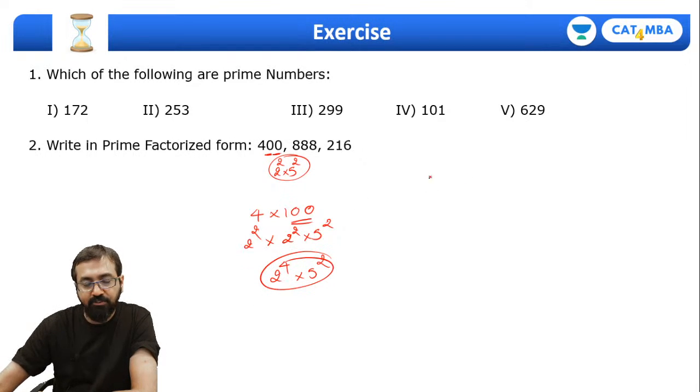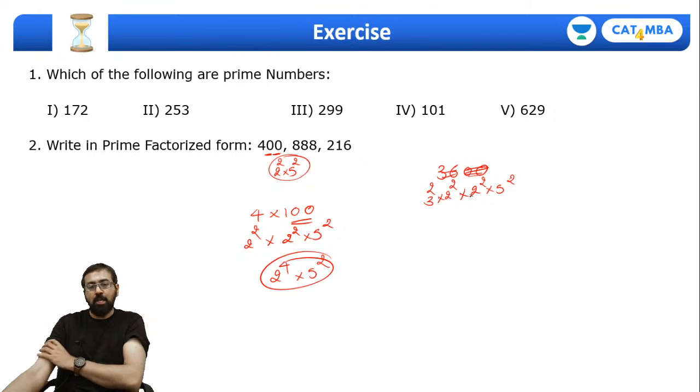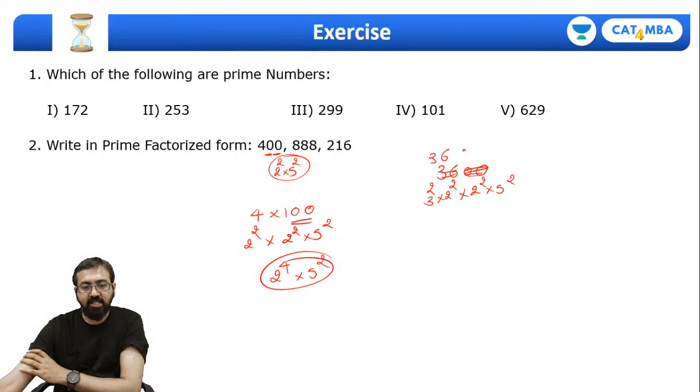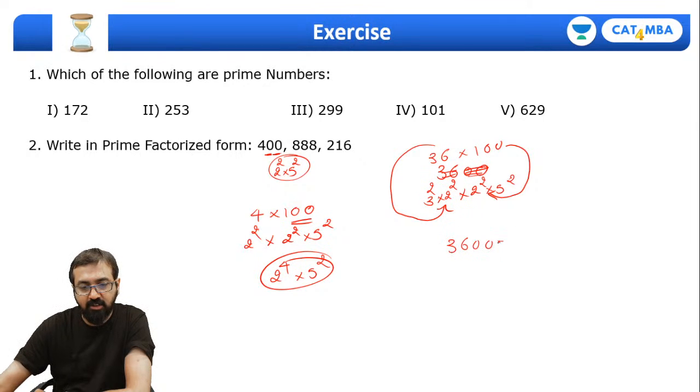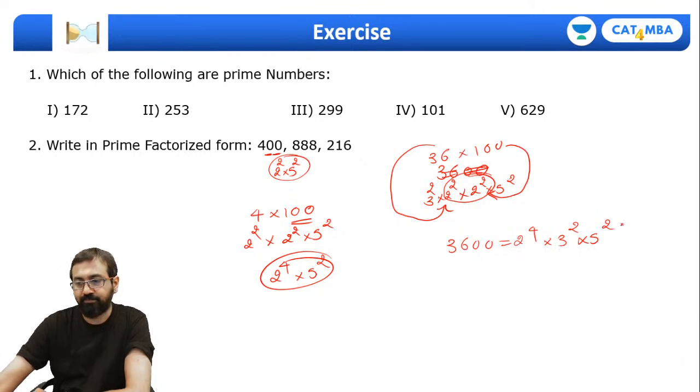For example, if I ask you to prime factorize the number 3600, straight away you can make out that 2 zeros means it's 2 square 5 square. And what is 36? 9 4s are 36, 9 is 3 square and 4 is 2 square. Because 3600 is nothing but 36 into 100. So we first wrote the prime factorization for 100 and then for 36. The complete prime factorization of 3600 will be 2 raised to 4 into 3 raised to 2 into 5 raised to 2.